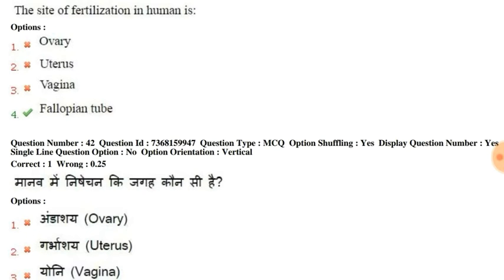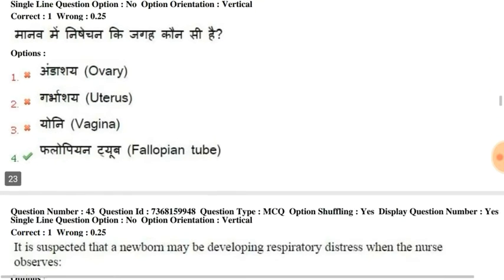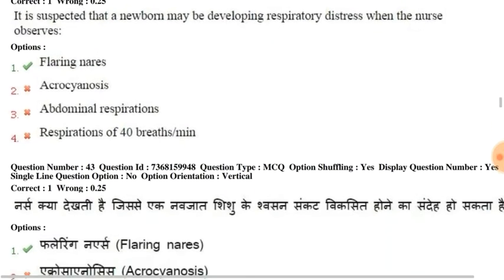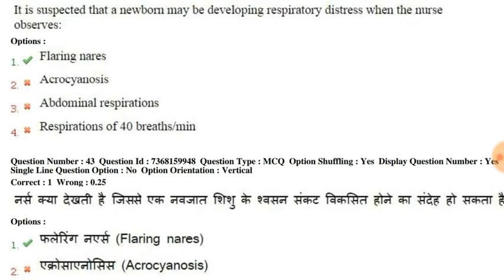Next, the site of fertilization in human is. There are four options and the correct answer is the fourth one, that is fallopian tube. And always remember, fallopian tube is also called oviduct or uterine tube. Next is, it is suspected that a newborn may be developing respiratory distress when the nurse observes. The answer is the first one, flaring nares.